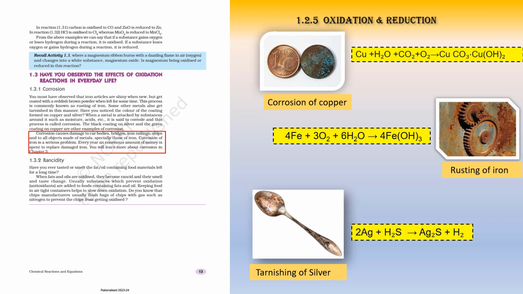Corrosion causes damage to car bodies, bridges, iron railings, ships, and all the objects made of metal, especially those of iron. It is a serious problem. It costs an enormous amount of money and energy to replace the metal from this kind of loss. In the process of corrosion, the original metal gradually erodes.